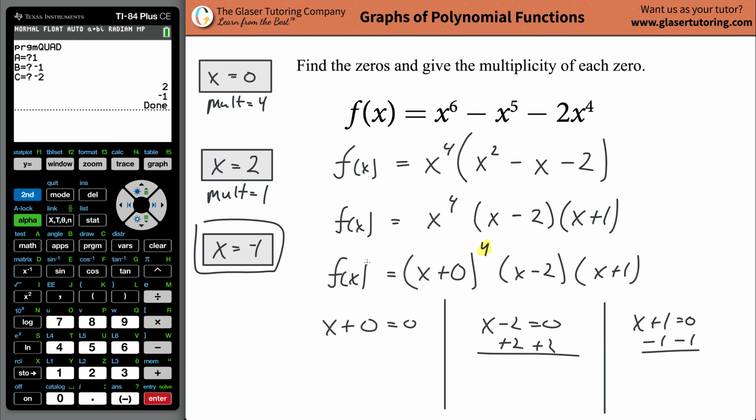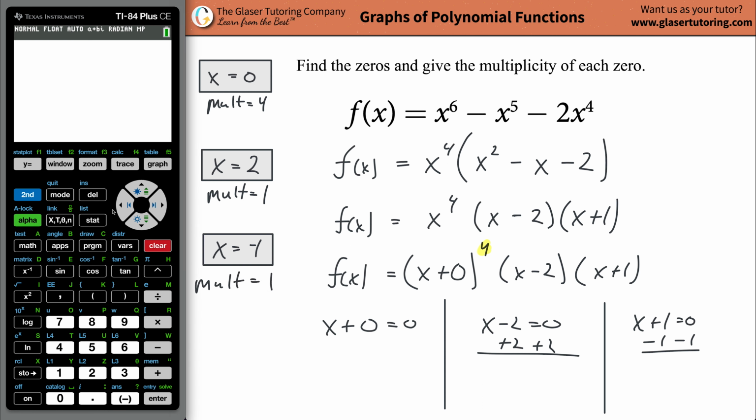But this is the x-intercept, right? That's the x value of the x-intercept at one location of the function. And what I realized then is that the exponent of the factor that gave that zero was 1. So therefore the multiplicity will be equal to 1 as well.